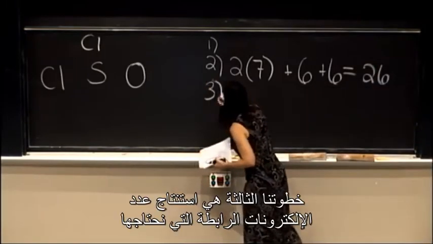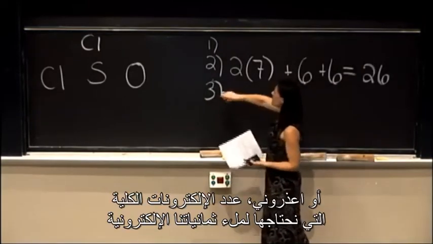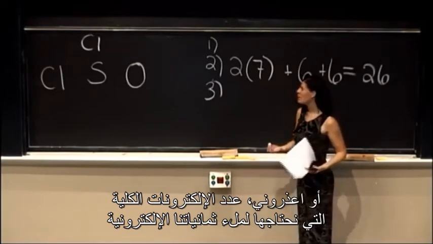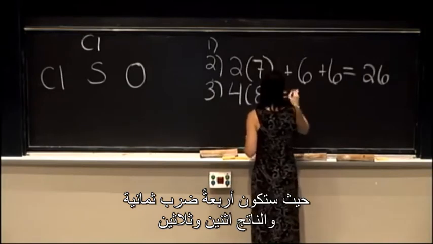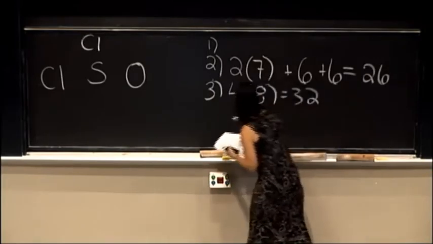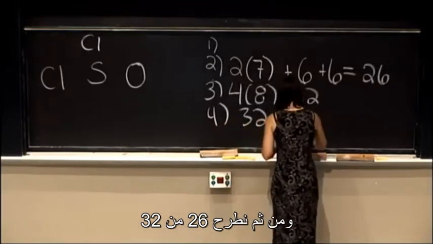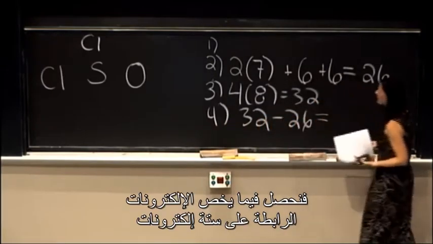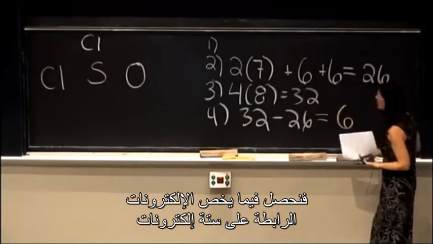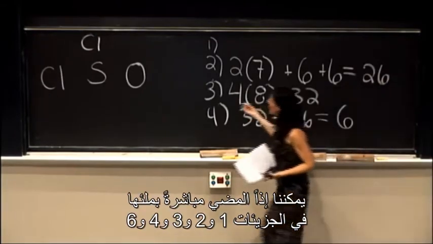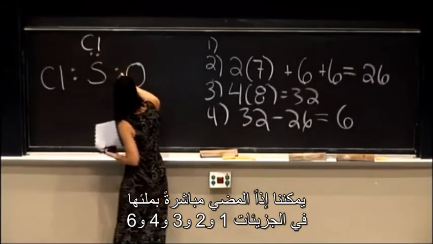Our step 3 is to figure out how many total electrons we need to fill up our octets. So that's just going to be 4 times 8, which is 32. And then we take 32 minus 26. So what we end up with in terms of our bonding electrons is going to be 6 bonding electrons. So we can go right ahead and fill these in. 1, 2, 3, 4, 5, and 6.